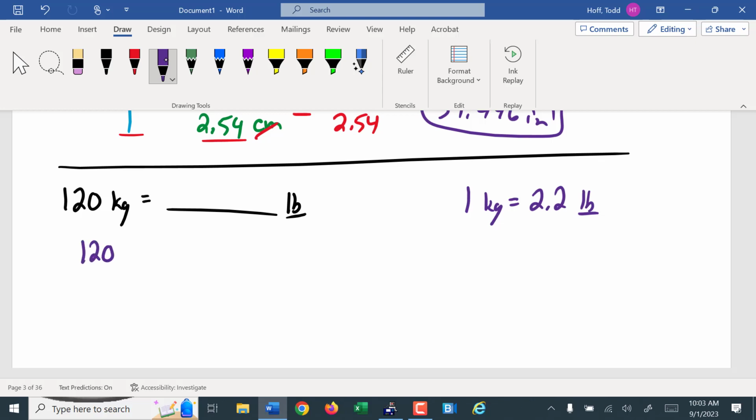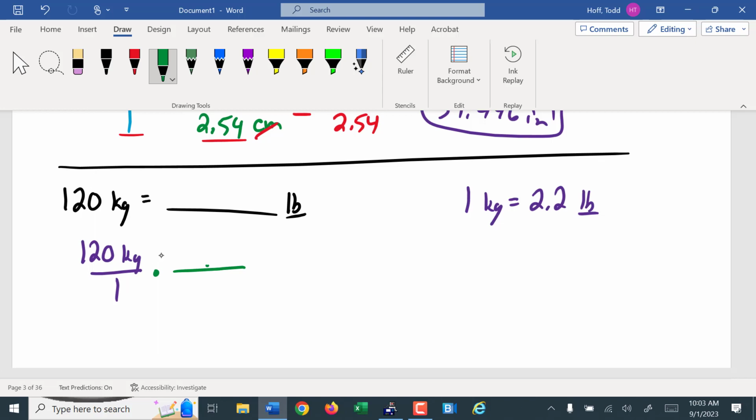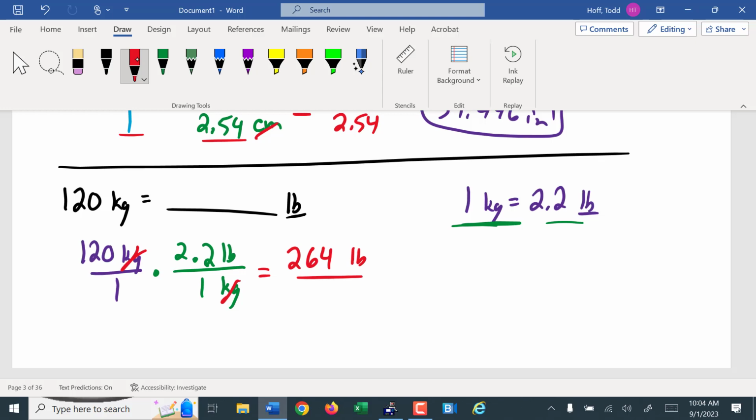So we do our 120 kilograms over 1. And our conversion factor, what's going to go where? Pounds on top. And kilograms on bottom. So 1 goes with the kilograms, 2.2 goes with pounds. Kilograms cancel out. 120 times 2.2 pounds, is that 264 pounds? 1 times 1 is 1, so that's just 264 pounds.